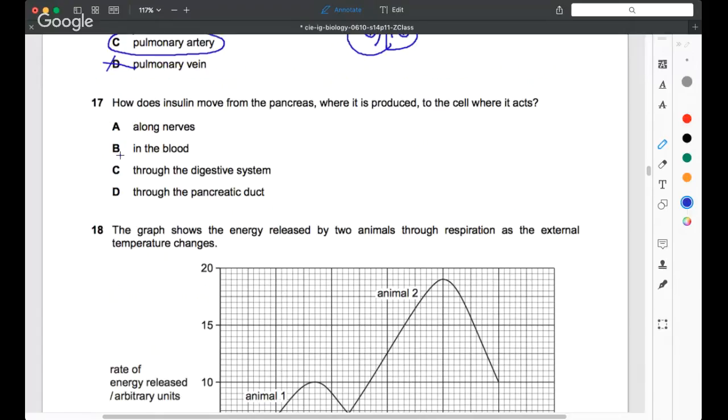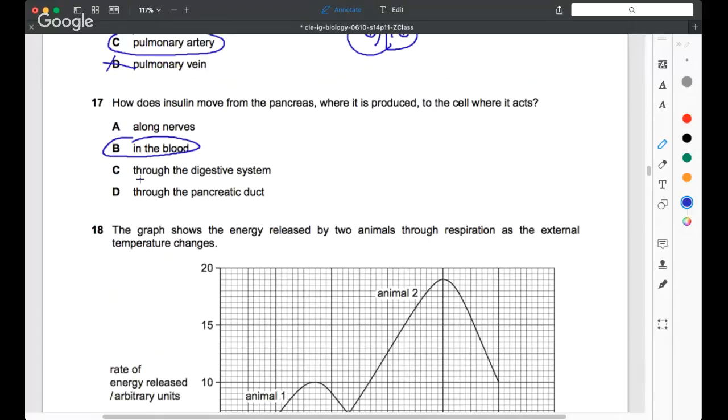In the blood, you already have blood pumping around the body. It's moving quickly, so it's a really good place to move hormones. It's a really easy way to move hormones to all the tissues in the body. And insulin acts on a huge number of tissues, so moving it to the whole body is a really good thing to do. So it does get moved in the blood.